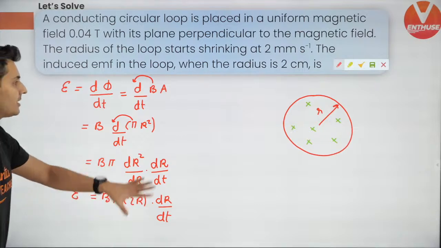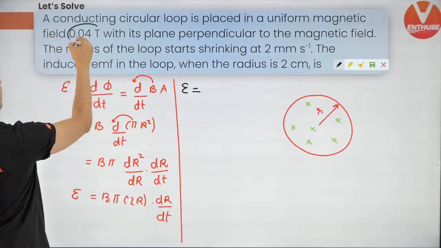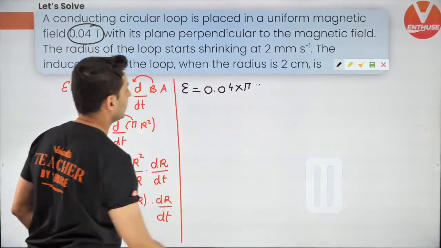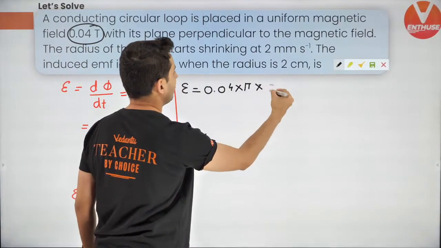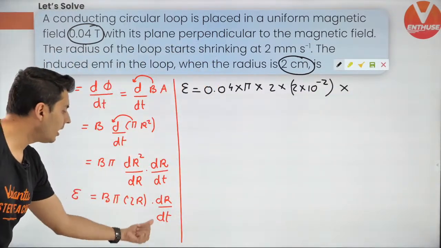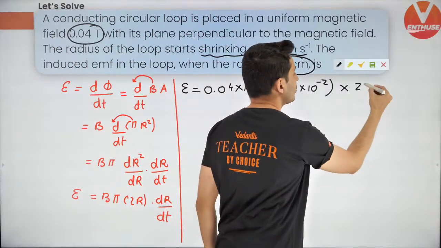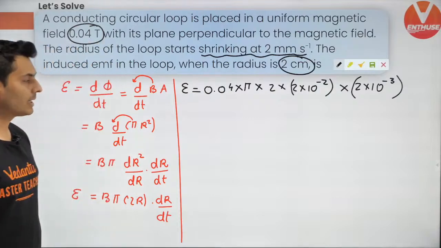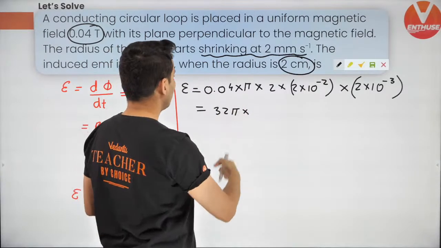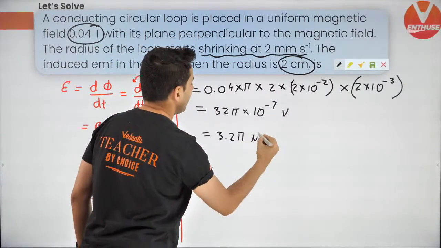Now once I get this, it's just a matter of substitution. What is the value of EMF? B is 0.04 Teslas. Pi is just pi, into 2 times r, and the radius is 2 centimeter, that is 2 into 10 to the power minus 2, and then into dr by dt. The rate at which it is shrinking is 2 millimeters per second, so 2 into 10 to the power minus 3. That's it guys, you'll get the answer. 4 2s are 8, 8 2s are 16, 16 2s are 32, so 32 pi into 10 to the power minus 7 volts, which is 3.2 pi microvolt. That is the answer.